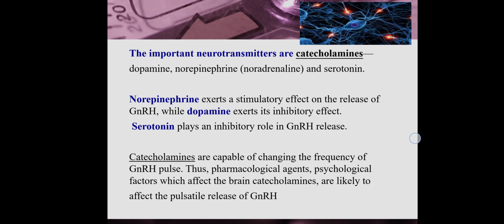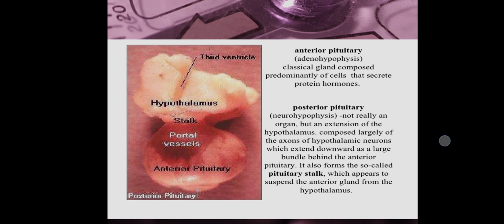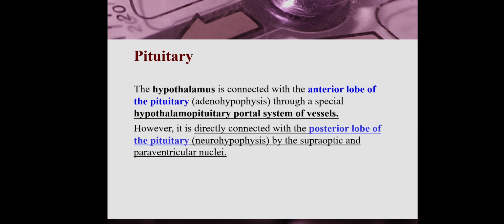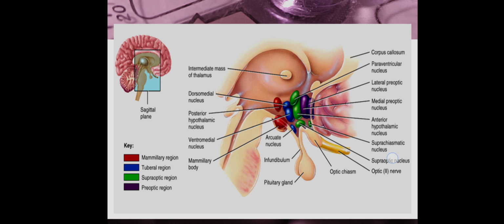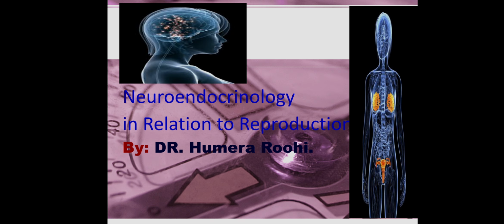So this completes the hypothalamus and its role in the HPO axis. So we will be continuing about the pituitary in our next classes, the pituitary and the ovaries, how they produce different hormones, and how they are acting together in the HPO axis. Thank you.